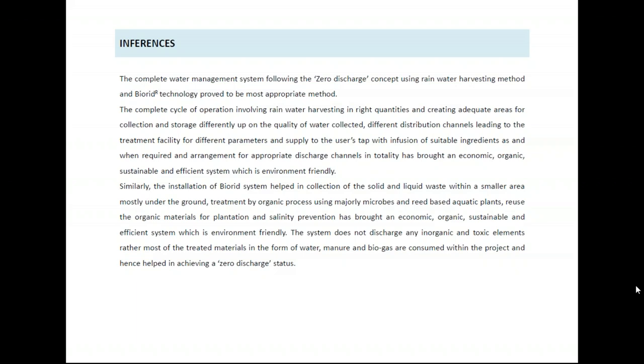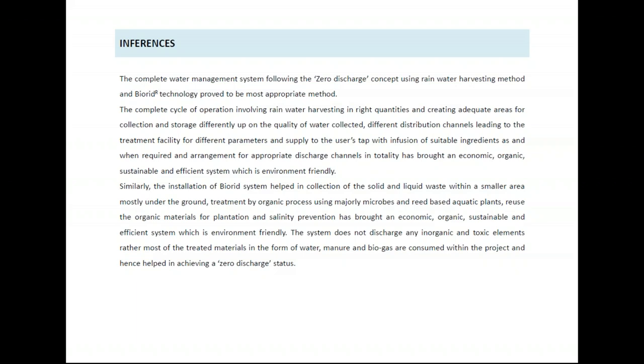upon the quality of water collected, different distribution channels leading to the treatment facility for different parameters, and supply to the user's tap with infusion of suitable ingredients as and when required, and arrangement of appropriate discharge channels. In totality, this has brought an economic, organic, sustainable, and efficient system which is absolutely environment friendly.